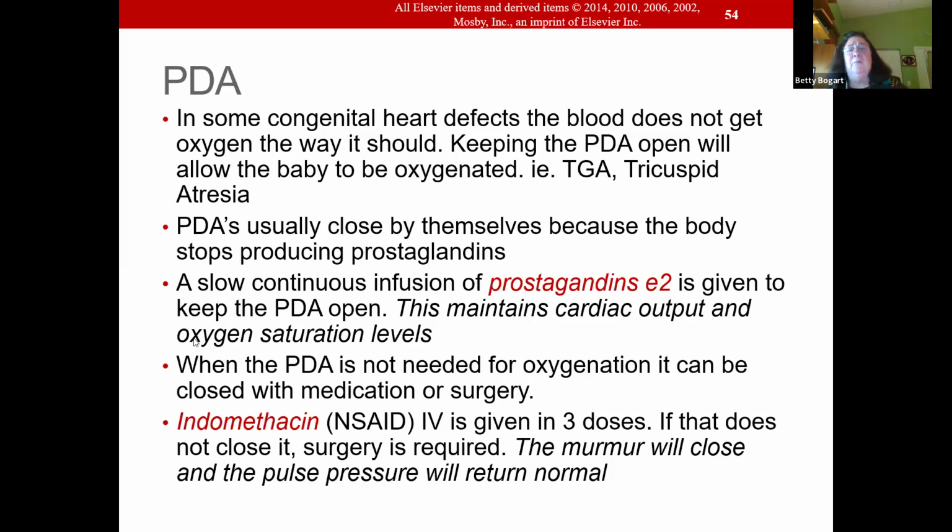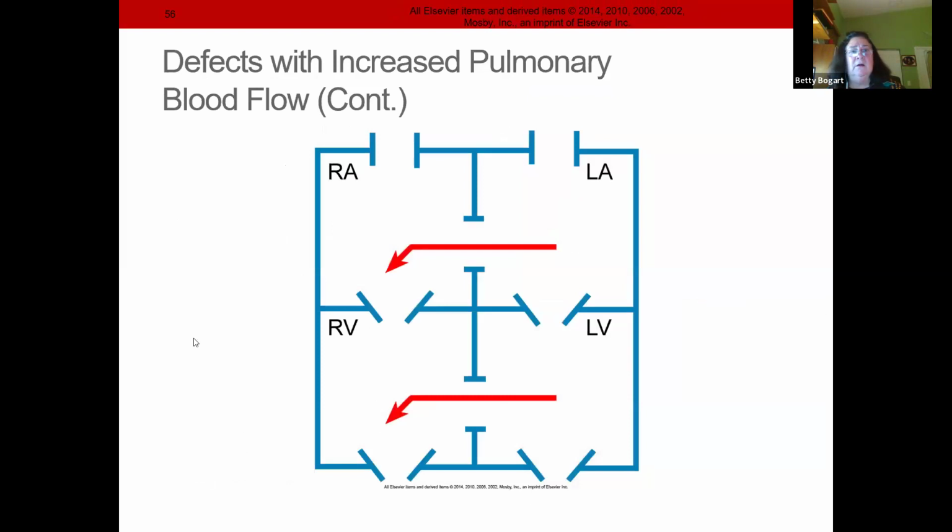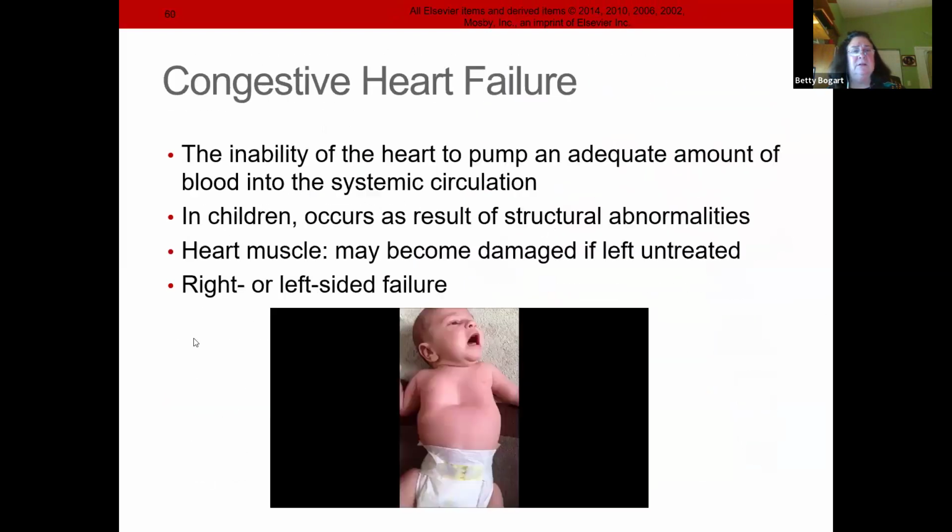And as I said, prostaglandins, they say E2, it's a synthetic thing that maintains the cardiac output and keeps oxygen going. So let's go into some more things.